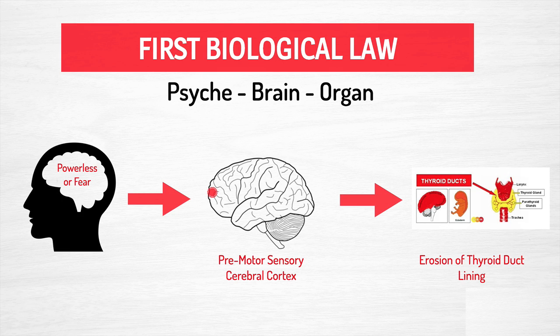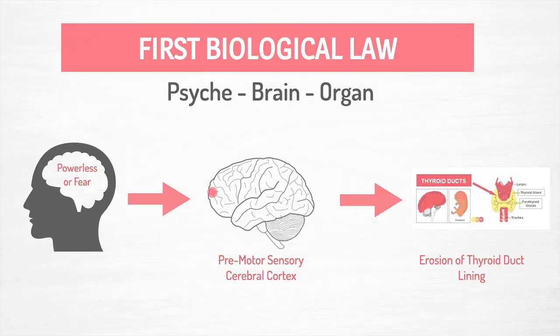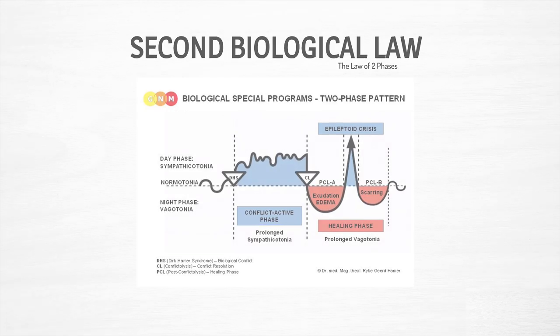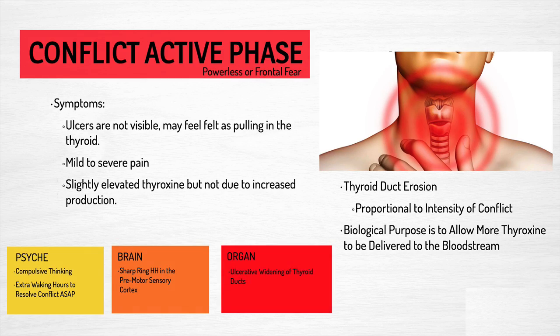And now psyche, brain, organ. We've got the powerless or fear interpretation by the psyche. The premotor sensory cortex is impacted, and then there is erosion of the thyroid duct lining. And let's look at the two phases. While you're in conflict activity, while you're sympathetic active, there are erosions of the thyroid duct lining, again, proportional to the intensity of the conflict.